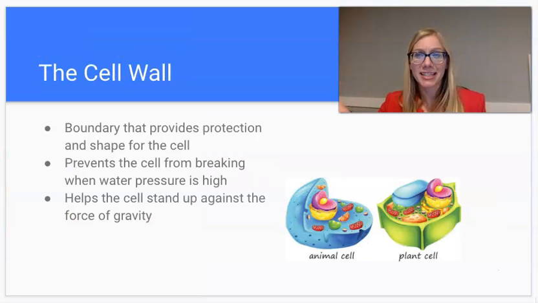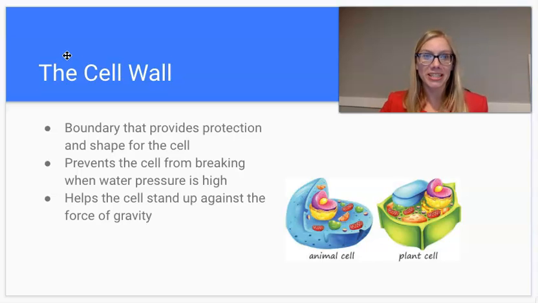One thing I always think is kind of interesting is we know that animal cells, the outermost layer of them is just the cell membrane, right? But plant cells also have this thing called the cell wall around them, this boundary that provides shape and protection for the cell. It allows it to keep from breaking open, essentially, if water pressure gets too high. And it helps the cells stand up against the force of gravity, right? All these things are really important for the cell wall.